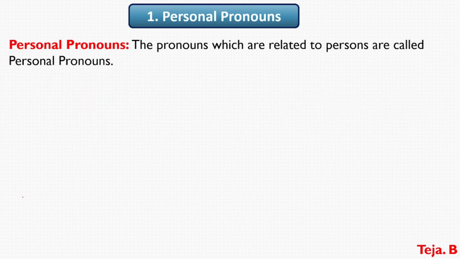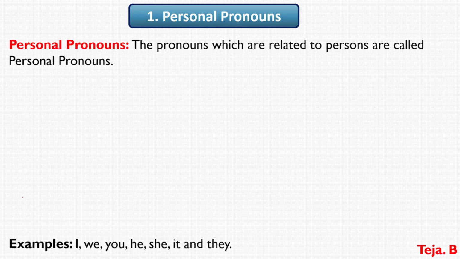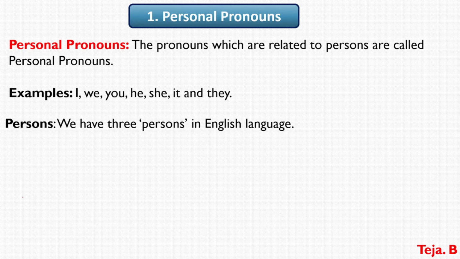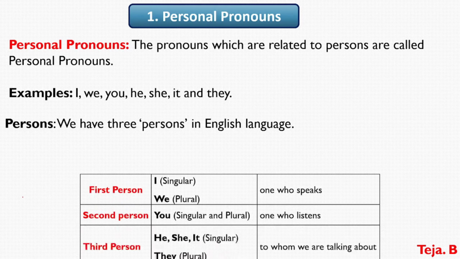Personal pronouns are pronouns which are related to persons. For example, I, we, you, he, she, it, and they. These are personal pronouns because they are related to persons. In personal pronouns, the most important factor is persons. Let's see what the persons are.